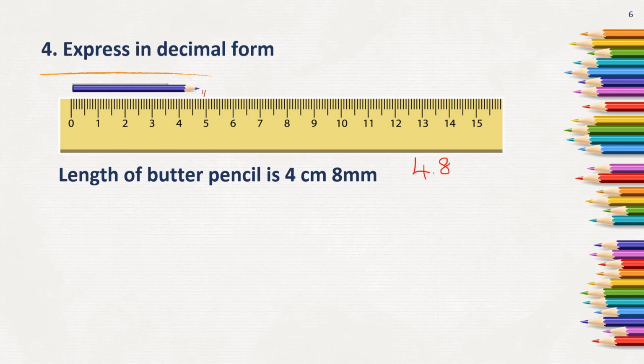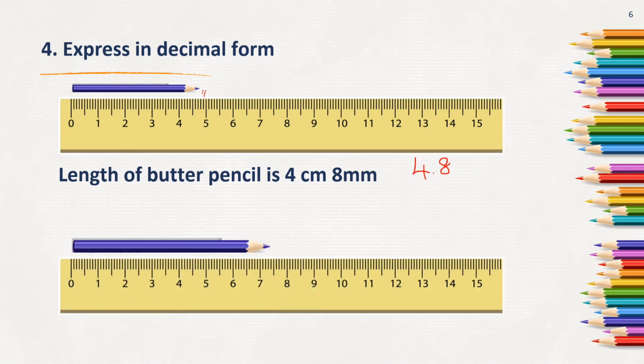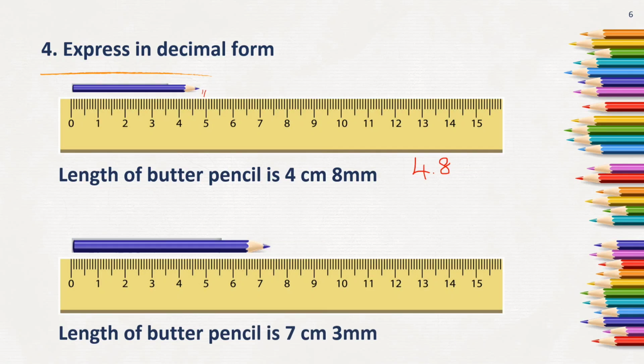4.8. Yes, and here this pencil length is 7 centimeters and 3 millimeters. So we write it as 7.3 in decimal form. If it had reached 8, we would have written 8 centimeters only. As it is less than 8 centimeters, in millimeters, we'll write 7 to 8 is one whole. As it is less than one whole, we'll write it in decimal form.